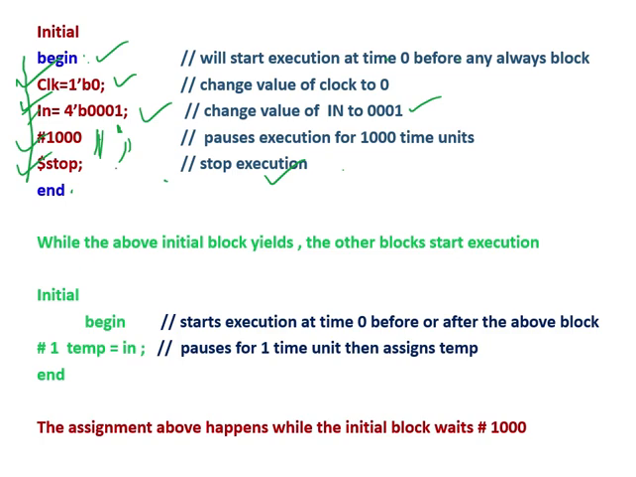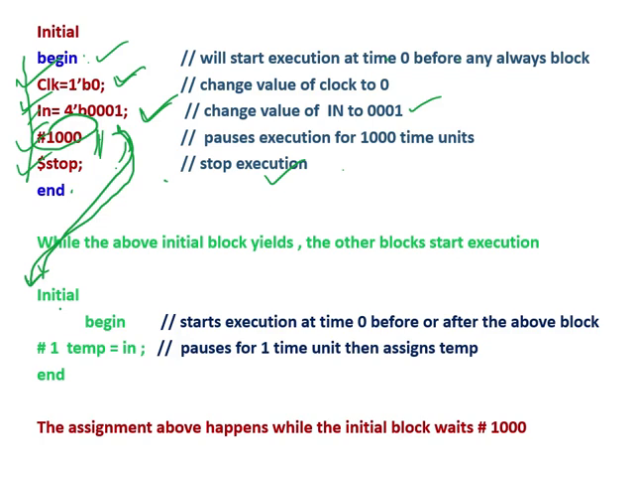While the above initial block yields, the other blocks start execution. For example, at 0 time step, clock equal to 1'b0, then in equal to 4'b0001. But if there is another initial block in your design, then during these 1000 time units, execution will be transferred to that other initial block. So that initial block will be executed.